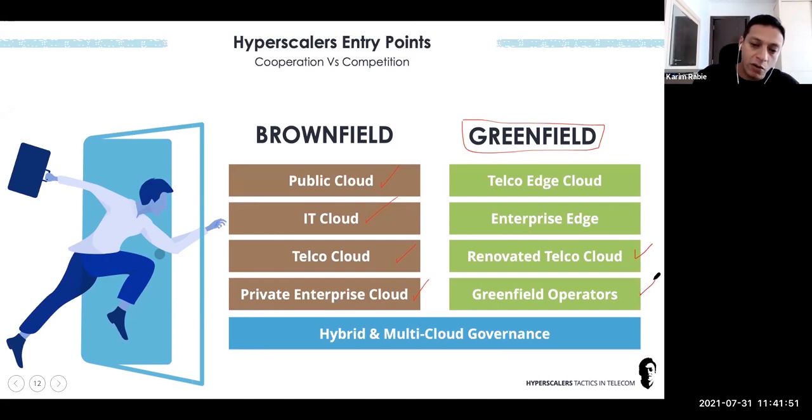And what you can see here, I will end with this one, spanning between the brownfield and greenfield, is something called hybrid and multi-cloud governance. When you start to welcome hyperscalers, you find that as a CSP, you end up with multiple cloud stacks. I have an IT cloud on-prem, I have an Azure, maybe I have an AWS, I have a Telco cloud. So how can I govern, manage, and orchestrate all these clouds?